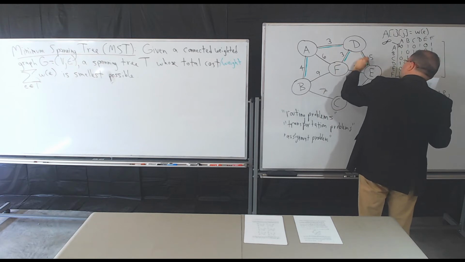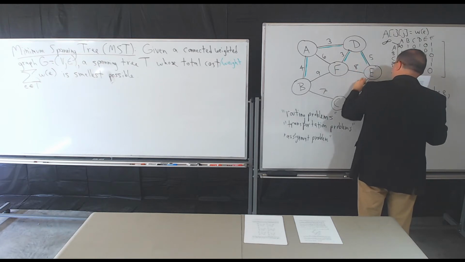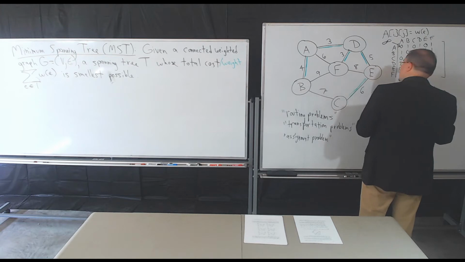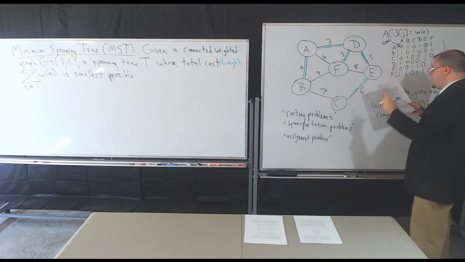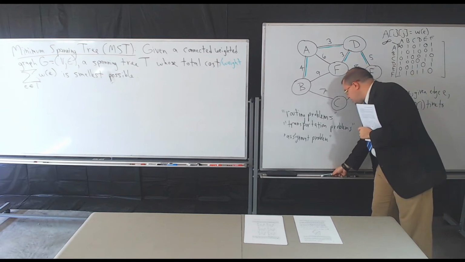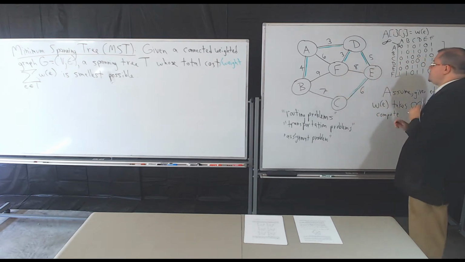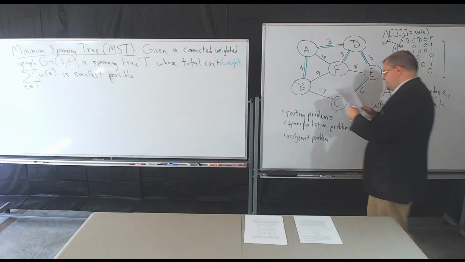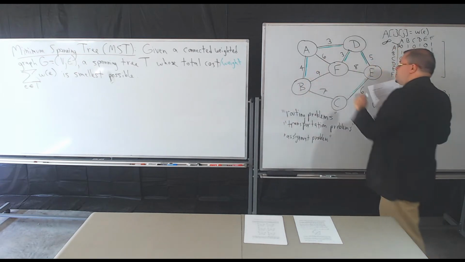So the green edges I have here, these are the edges of an MST. And how would you compute its cost or its total weight? How would you do that? Well, you just add them up, right?